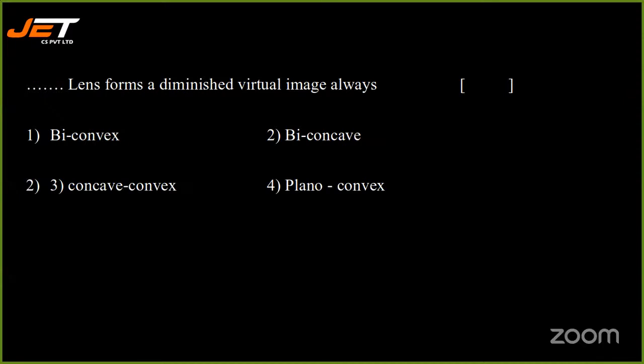So the answer is concave lens, because a concave lens always diverges and a convex lens always converges. And a concave lens, because it is diverging, you'll always have a point where it feels like the image is being formed from a point somewhere back on the same side. So you'll get a virtual and diminished image. So biconvex lens is not the answer.